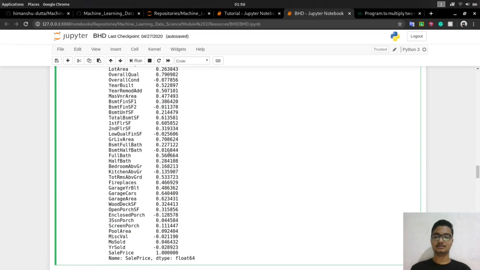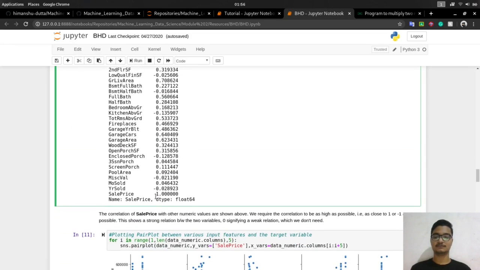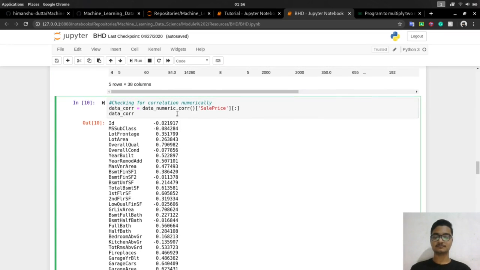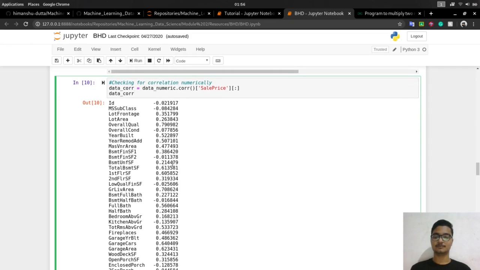And how linearly or non-linearly are they related? If the value is 1, that means they are completely linearly related. And if the value is somewhere between -1 and 1, that means there's some relation but not an entire relation.